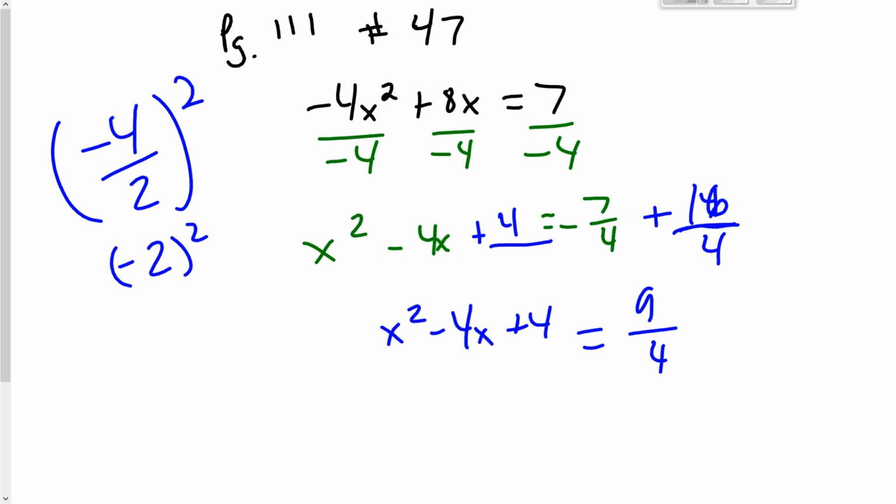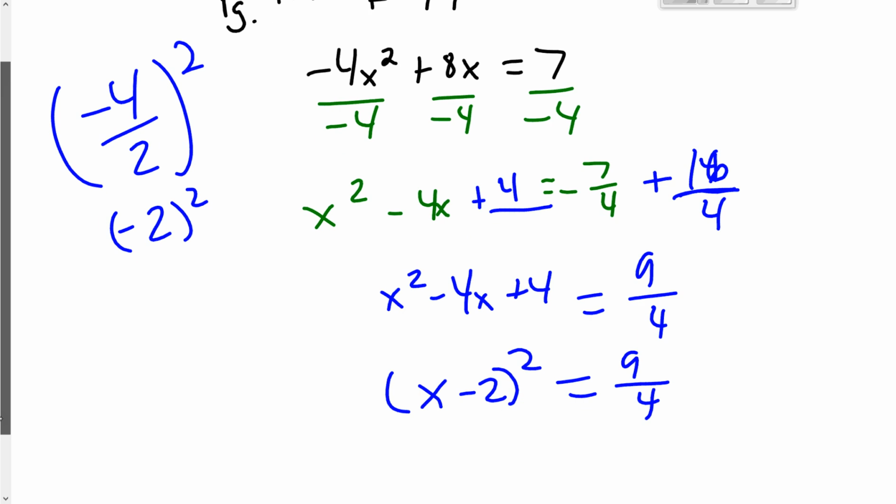Now we can go ahead and factor that left side. We created a perfect square trinomial, so it's going to factor to x minus 2 quantity squared. And it's always going to factor that way. That's why we always want to take our b divided by 2 and square it, because then we're always going to get a perfect square trinomial.